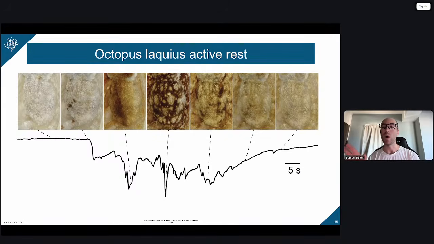calm and all white because the brain-controlled skin patterns are not active. They're not turned on during quiet rest. So we could quantify this behavior simply by looking at the average intensity of each image. We can see the animal starts off all white, and then it goes through these rapid skin pattern changes during active rest, and then settles back down to another bout of quiet rest.